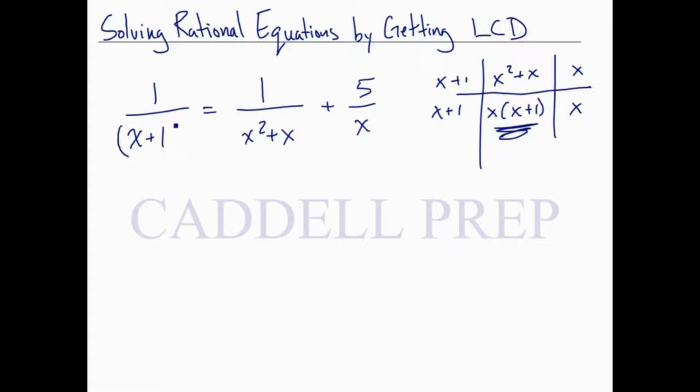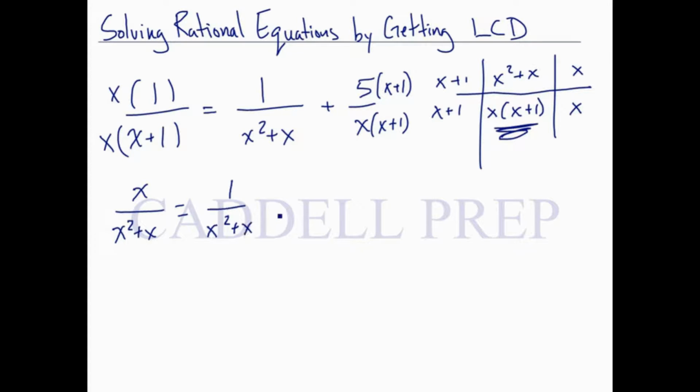If we multiply this by x, we'll have x squared plus x. So multiply the numerator and denominator by x. If we multiply this by x plus 1, we'll also have x squared plus x. So now we have least common denominators. So this is going to be x over x squared plus x equals 1 over x squared plus x plus 5 times x plus 1, so 5x plus 5 over x squared plus x.